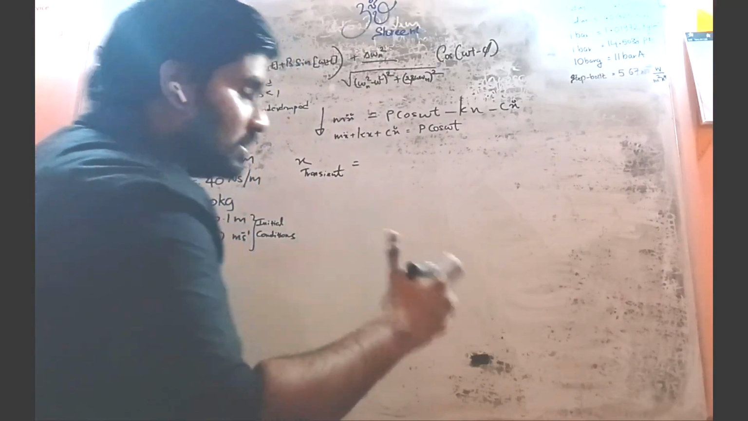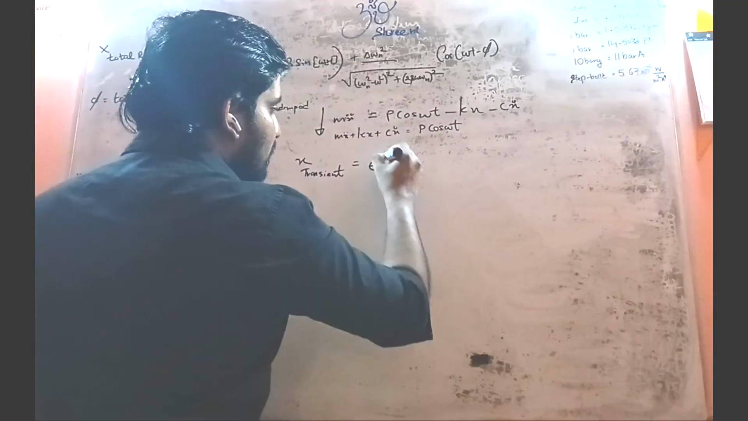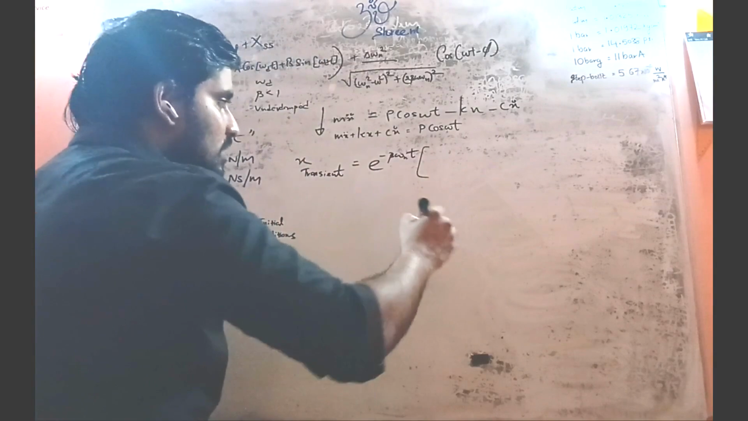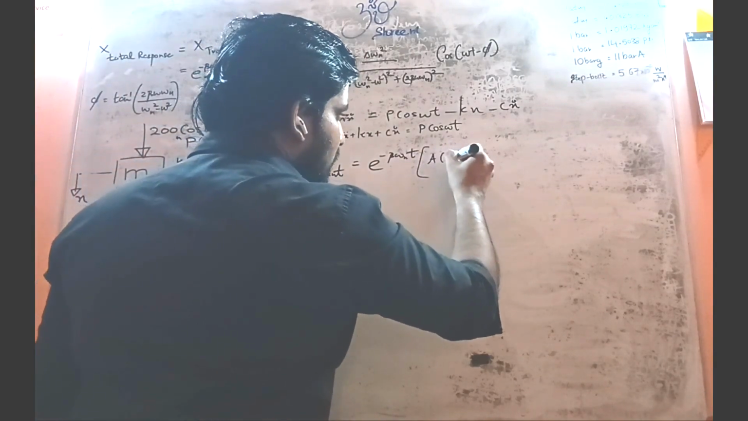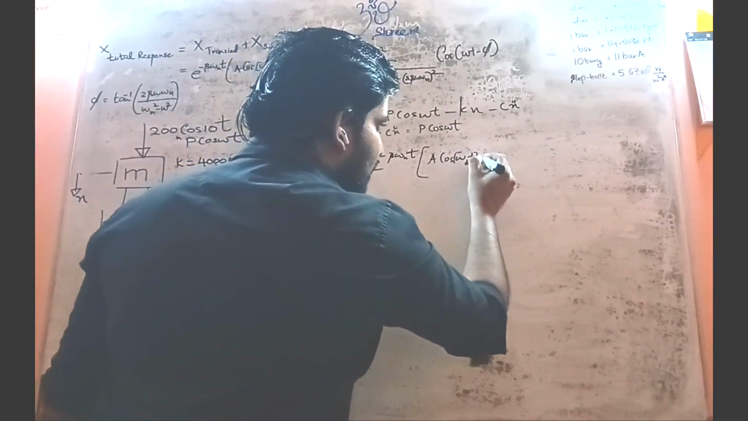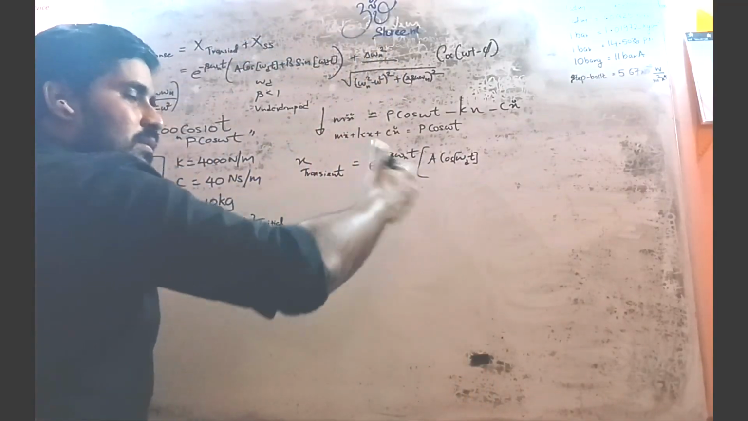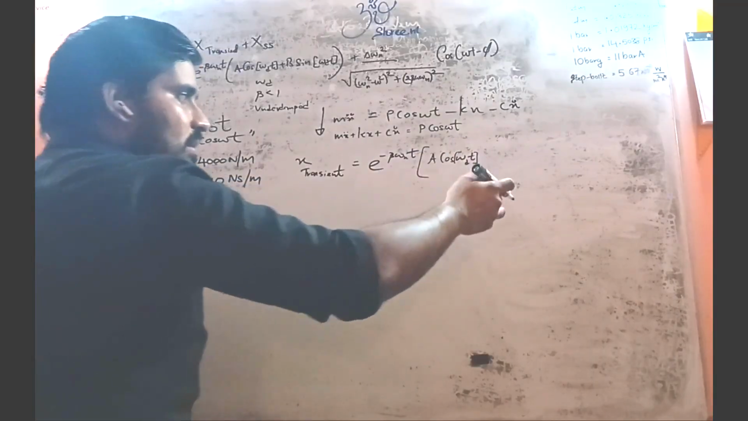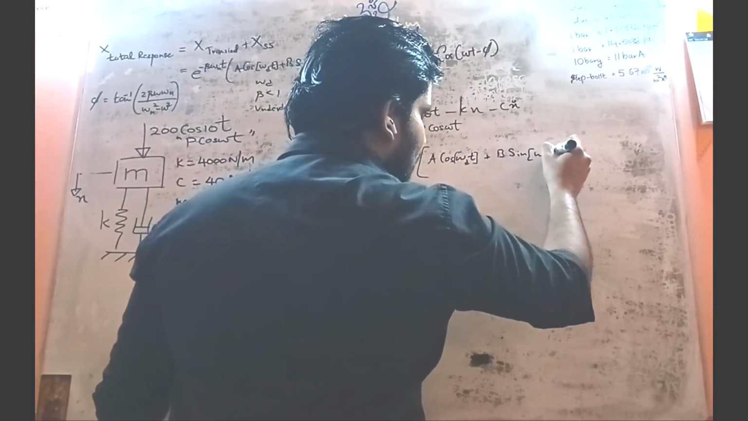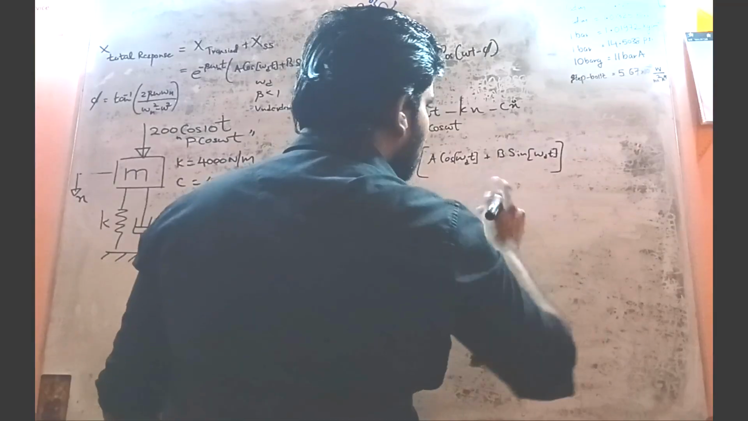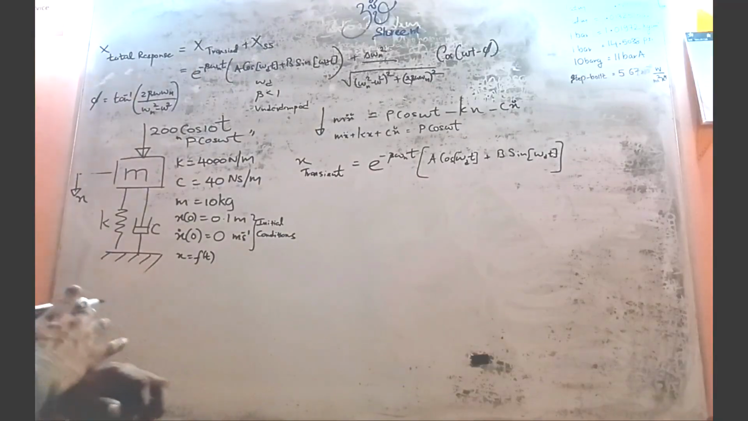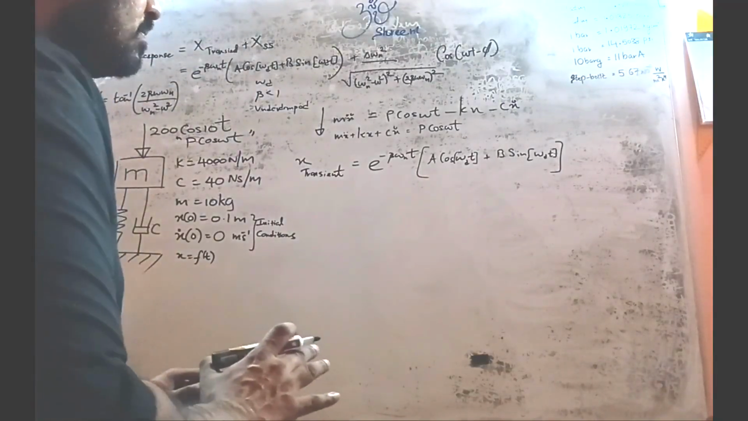Let's consider the transient response. We know that it is e to the power minus beta omega n times t, within brackets, a cos omega d t, plus b sine omega d t. Better put these kinds of brackets, because this is the cosine of a certain angle. What is this? This is the transient response. So let's keep it there.